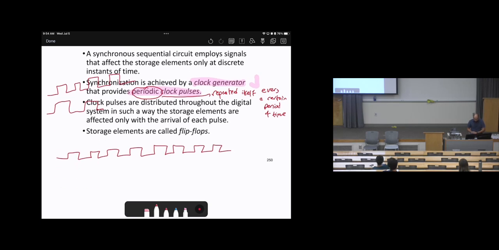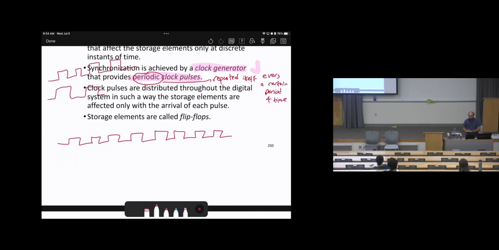Then we need to create some storage elements. Those storage elements can be separated into two types: latches and flip-flops. Each one has its own characteristics. That's what we expect to see in the following classes: flip-flops and latches, which are basically storage elements that we can use to create a certain thing.